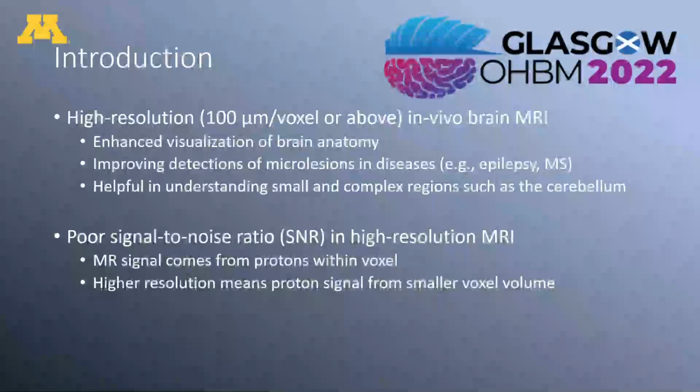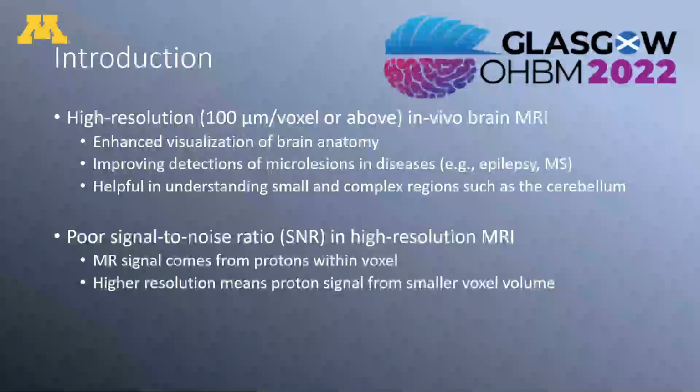High resolution MR imaging with resolutions of 100 micrometers per voxel or above could significantly enhance visualization of brain anatomy. This could have clinical uses in detecting small lesions in diseases such as epilepsy or MS. And it could also help us understand small and fine regions such as the cerebellum.